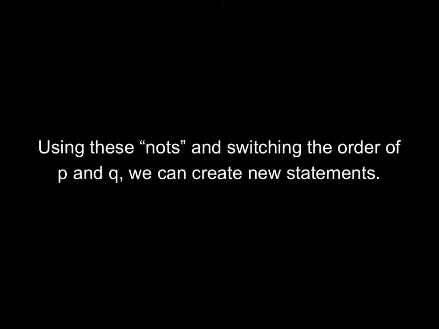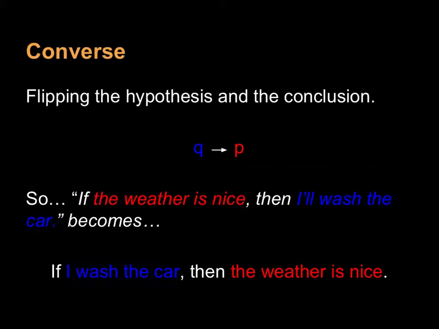Using these nots and switching the order of P and Q, we can create new statements. Let's first look at a converse. You can create a converse by flipping the hypothesis and the conclusion. So you see here, I have my conclusion first, then my hypothesis. If the weather is nice, then I'll wash the car becomes, if I wash the car, then the weather is nice.